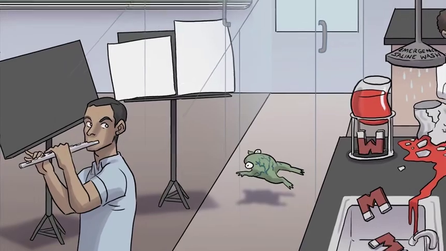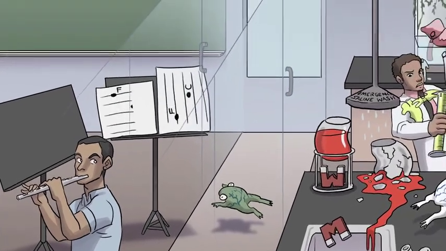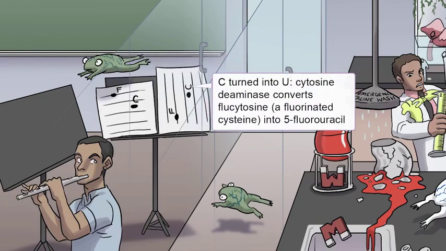Take a look at the sheet music in front of our flucytosine flute player, which will convey this mechanism of action. As one of the escaped frogs hops across the music stand, keep an eye on the notes we've highlighted. We have F and C next to each other, representing how flucytosine starts like a fluorinated cytosine. Then, as the frog hops off the page, the C has tipped over and turned into a U, depicting how cytosine deaminase converts flucytosine into 5-fluorouracil.